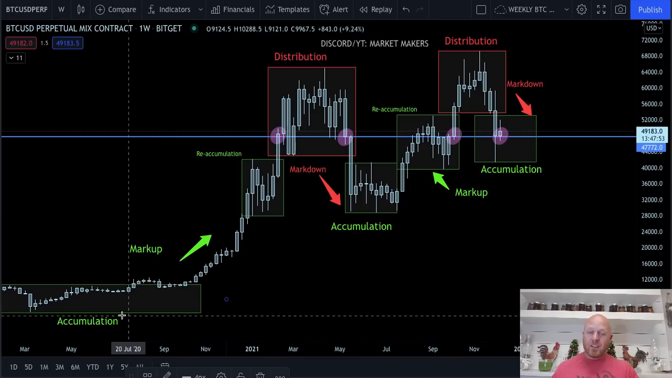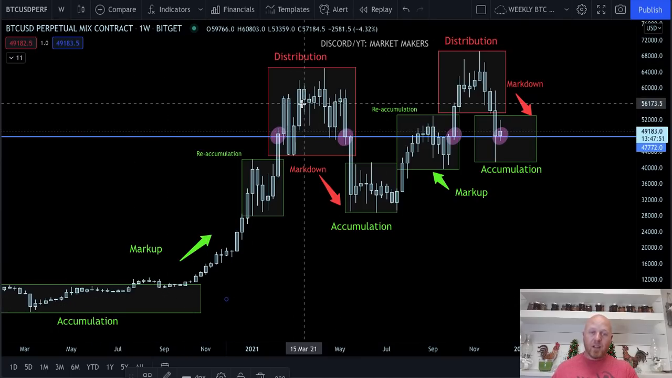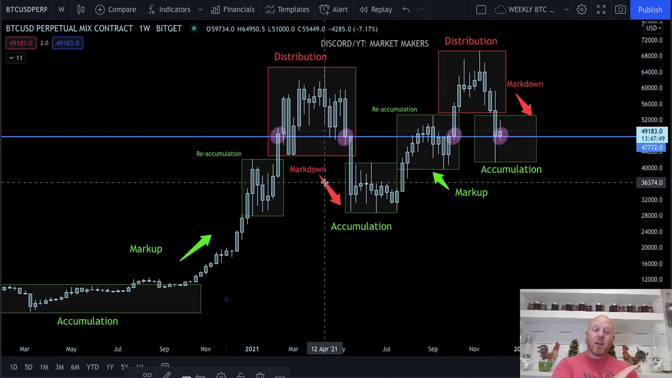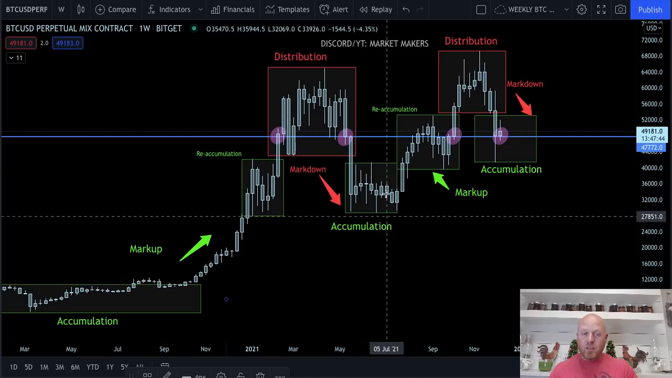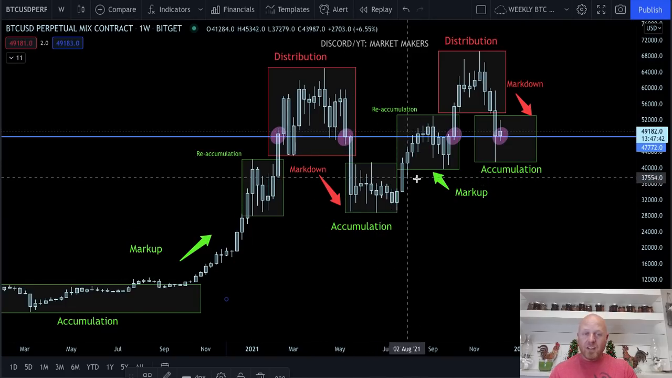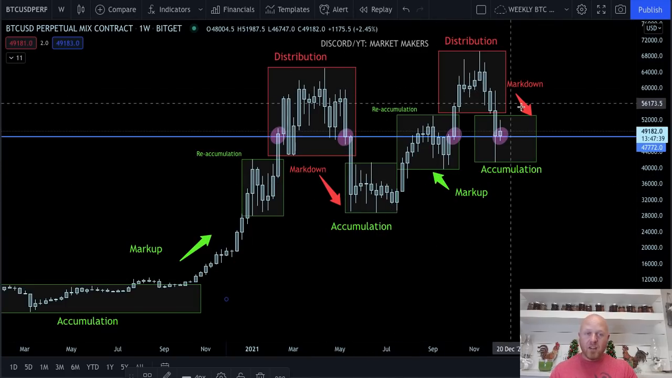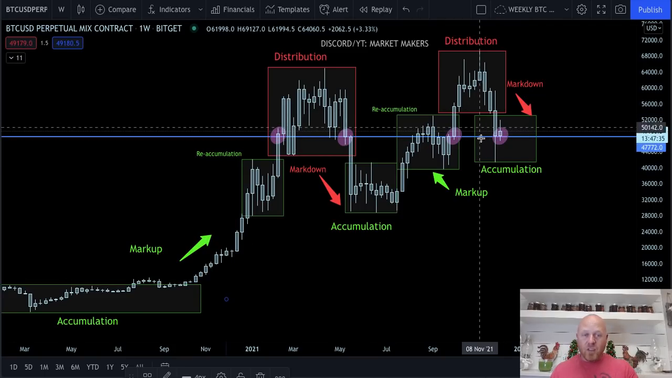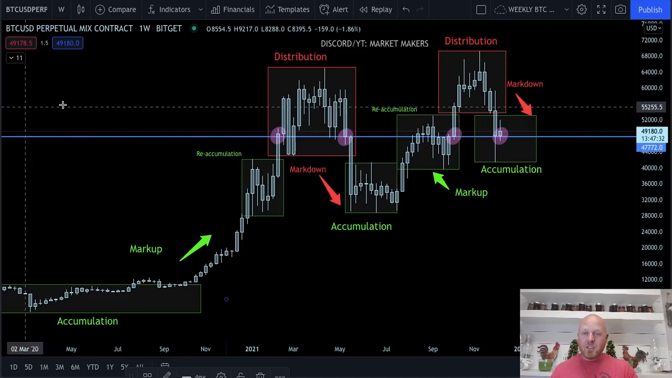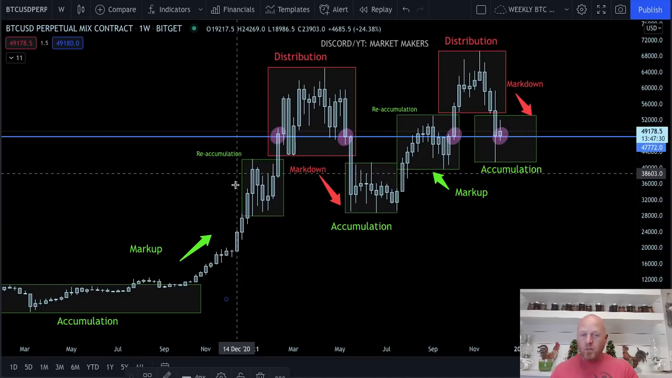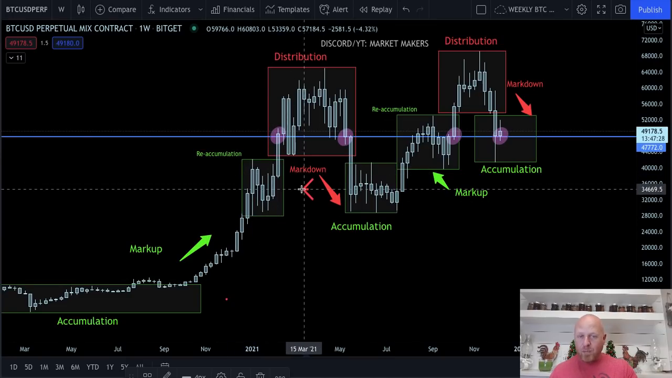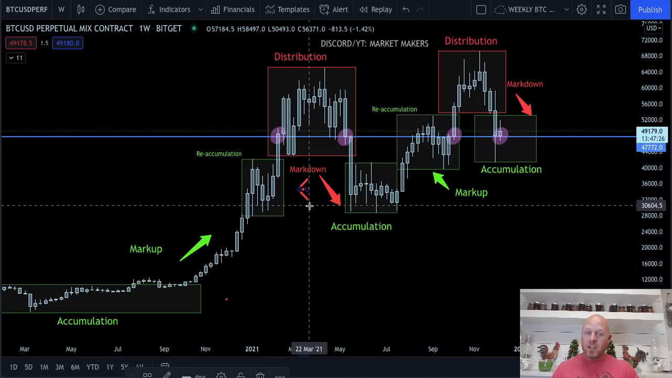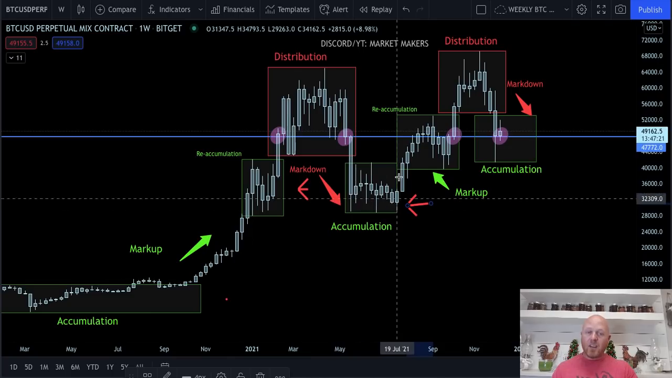Wyckoff has four phases: accumulation, markup, distribution, markdown. That Wyckoff price cycle is complete. It's done. Finito. Now you start back over into accumulation, markup, distribution, markdown. The second Wyckoff price cycle is over. Then you start over a third time in accumulation. So to answer this question, your reaccumulation box in each previous Wyckoff price cycle, which has four phases, ends up being the accumulation box in the next Wyckoff price cycle.